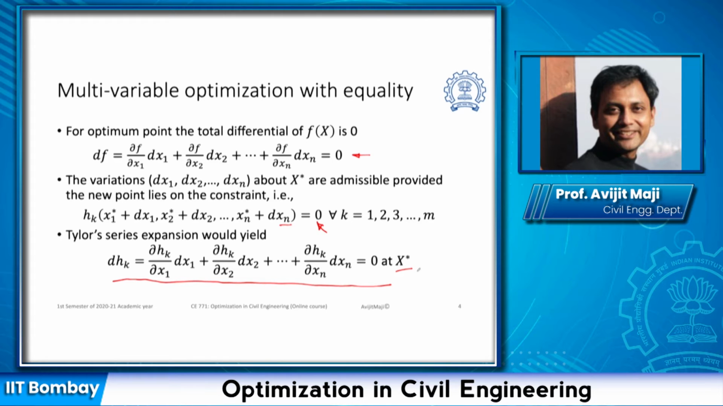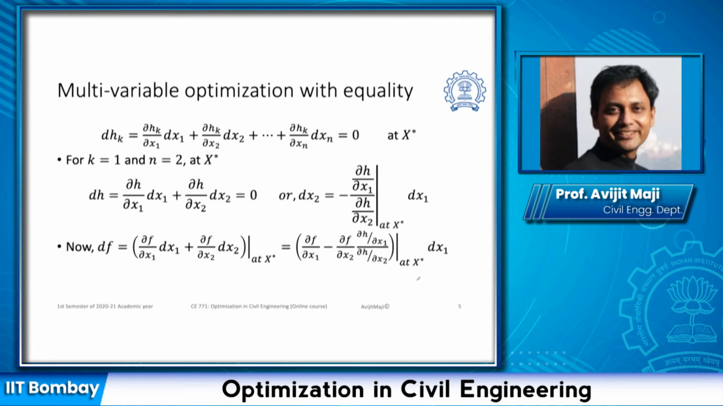Now when we consider this equation for two variables and one constraint, we could write the equation as shown here. Now if we want to replace the term dx2 in our first order derivative of the objective function, which for the two variables is going to look like this, then we are going to get this term, and this is supposed to be equal to 0.